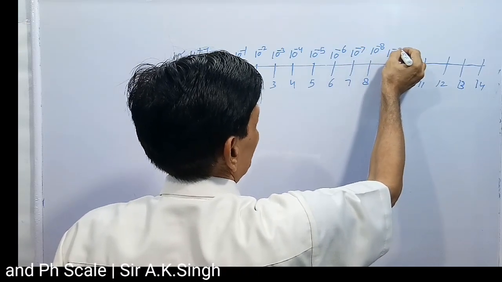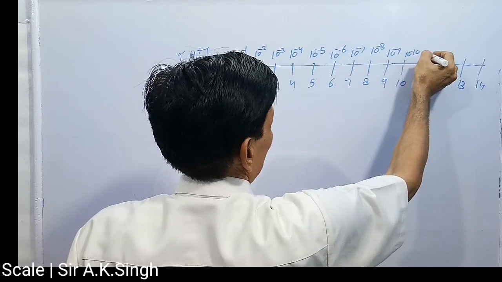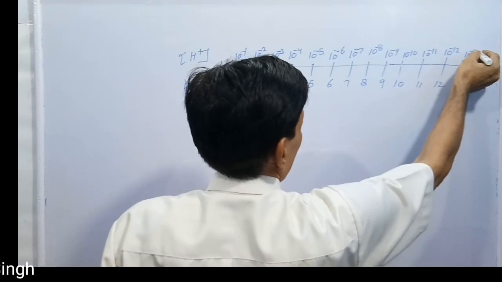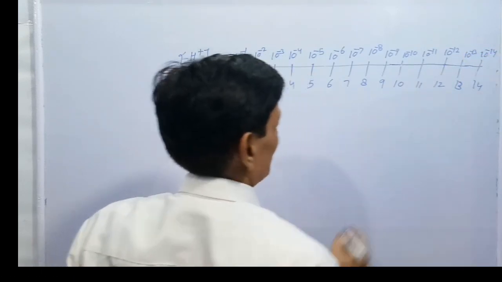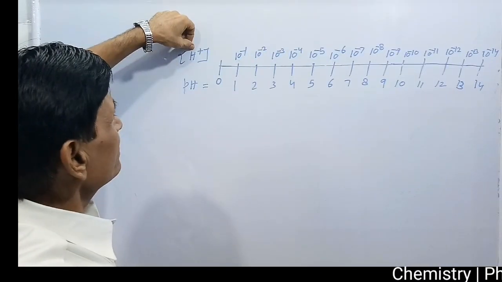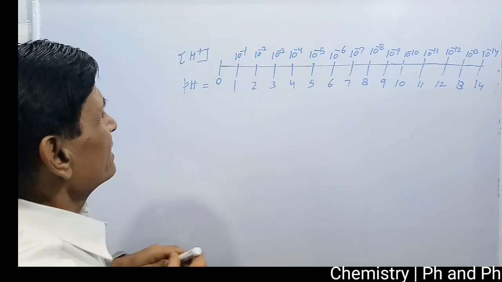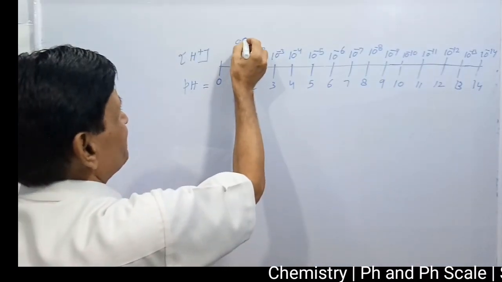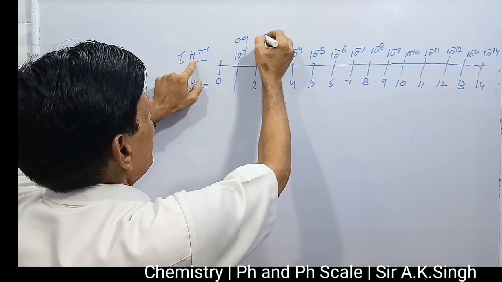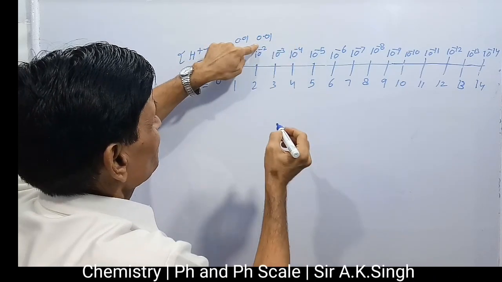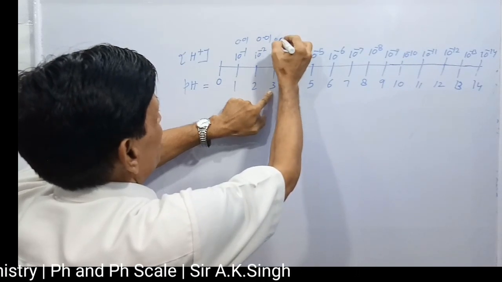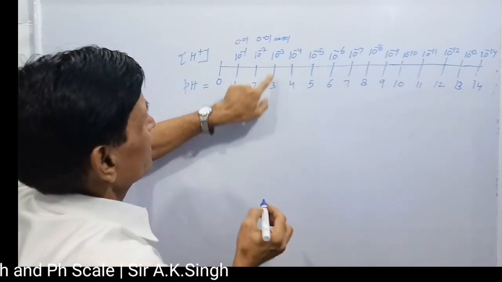Like that, 10 to the raised power minus 10, minus 11, minus 12, minus 13, 10 to the power minus 14 maximum. Now here, if pH equal to 1, then hydrogen ion concentration of the solution is 0.1. If pH is 2, then hydrogen ion concentration is 0.01 mole per liter. If pH is 3, it means 0.001 mole per liter.